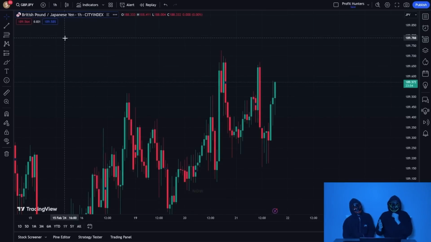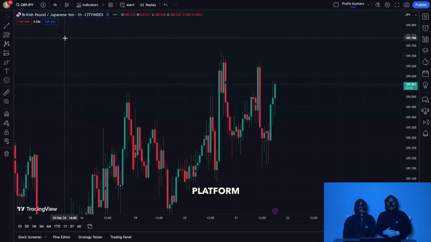Again, friends. Well, now we are already on our TradingView platform. Today we'll turn a small amount of money into a larger amount. We'll show you how easy it is to make money using TradingView and the Pocket Option Broker.